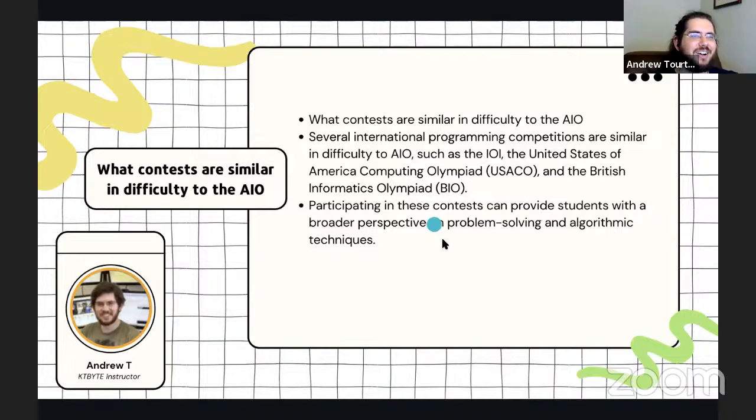We have not participated in the British Informatics Olympiad, so I can't tell you too much about that. But yeah, the CCC, AIO, and USACO are the ones we know the most about. And we've already talked about how doing any one helps you with the others too.